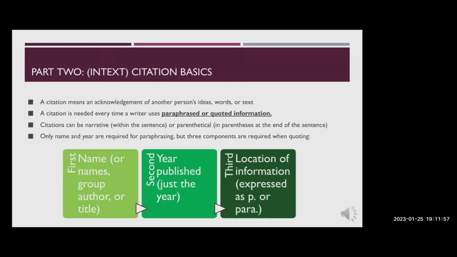There are a couple of ways to do the citations, and I will show you those further down. Basically, you can do your citation within the sentence, and that's called a narrative citation, or you can do it in parentheses at the end of a sentence, which I'm sure you've all seen. That's parenthetical. Basically, you're always looking for the name and the year of your source. And when you're directly quoting, you also need the location of the information, either a page number or a paragraph number.